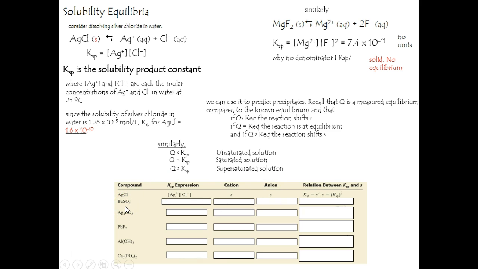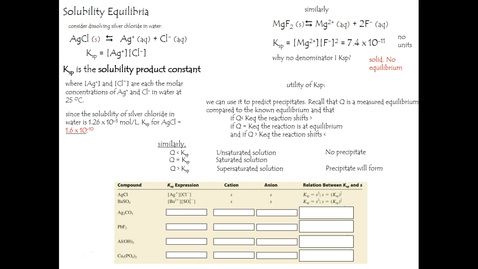What about barium sulfate? Oh, they're 2 plus and 2 minus. Are things any different? No. It's exactly the same situation, right? Exactly the same situation, 1-to-1 ions. Ksp is the square root of... S is equal to the square root of Ksp.